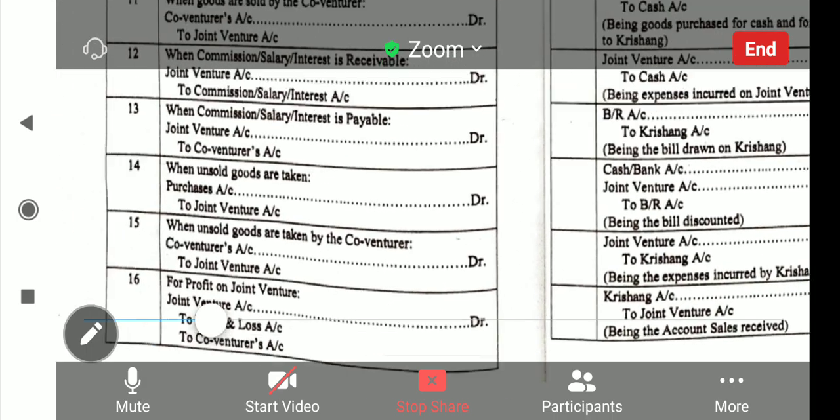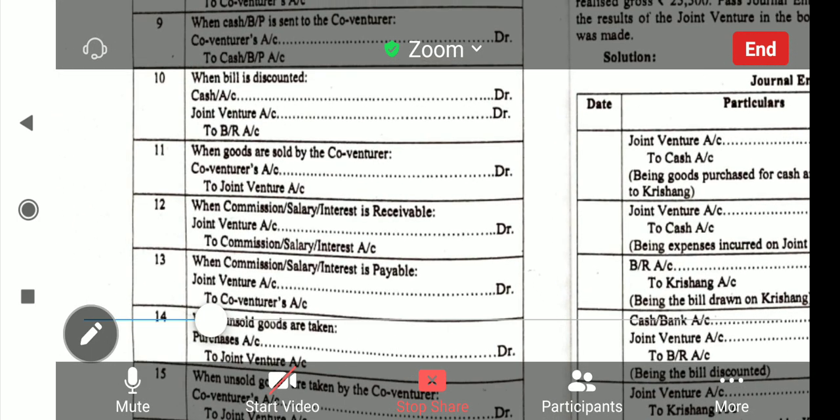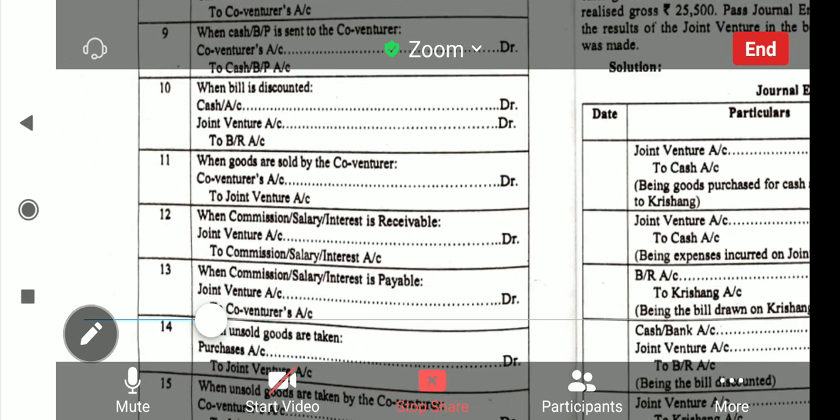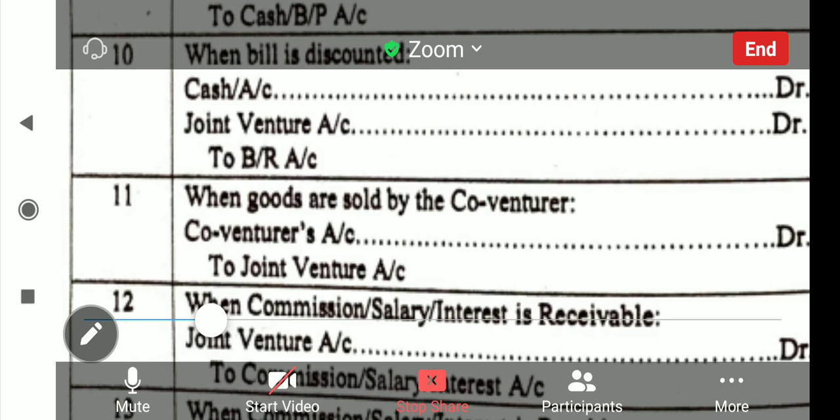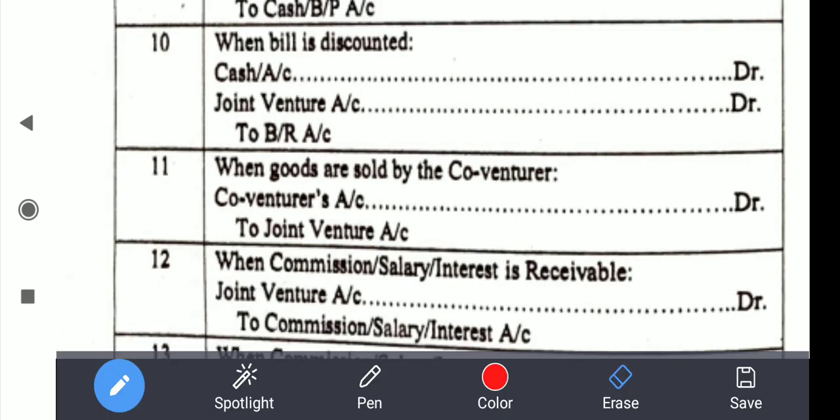Next, bills payable is over. When a bill is discounted, what is the journal entry? When a bill is discounted, the bill goes to the bank, right? Cash account debit or joint venture account debit to bills receivable account.